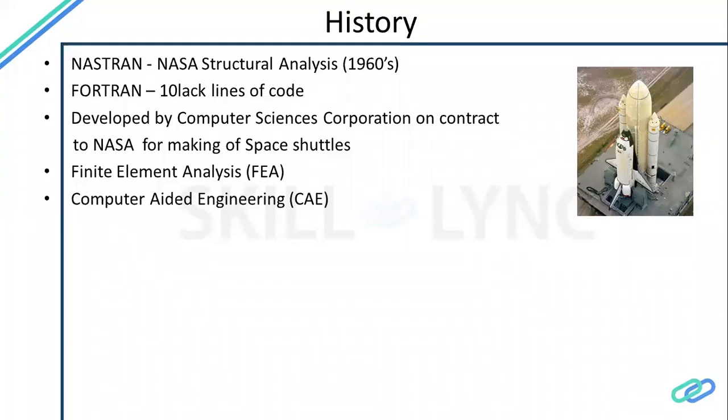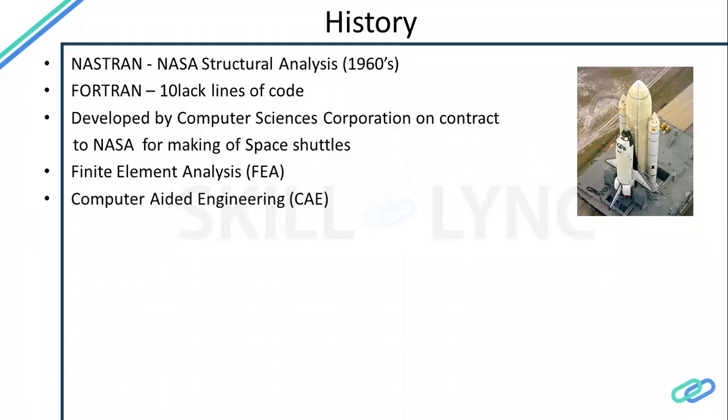For that, they gave a contract to Computer Science Corporation, which was a leading software company in the USA in those times, the 1960s. So they collaborated with NASA and then started developing this. The architecture of this whole Nastran bundle was given by NASA scientists, and the programming was all done by Computer Science Corporation. This is a Fortran program which includes 10 lakh lines of code. It's a huge program with 10 lakh lines of code.